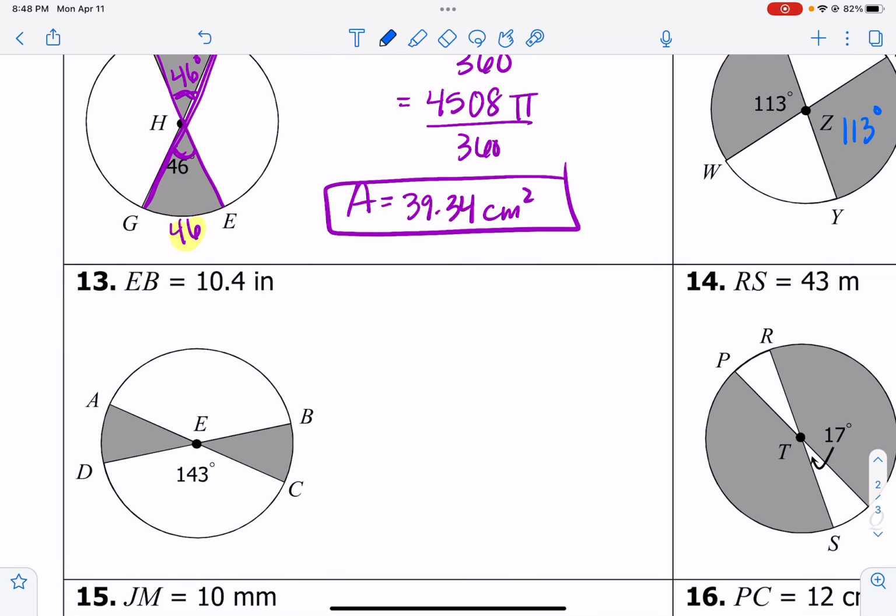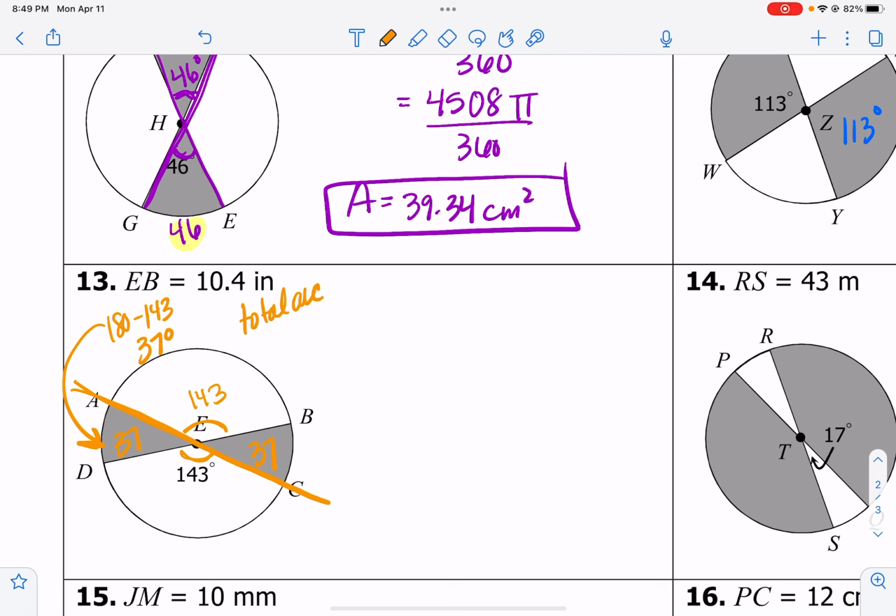So number 13, like we always do, takes it one more step. So if this is 143, this white part, then this white part is also 143. But that's not our shaded areas. So then I know that this line cuts the circle in half, so this is 180. So that this piece is 180 minus 143, which is 37 degrees. So if this is 37, this is 37, so that my total arc is 37 plus 37, which is 74 degrees.